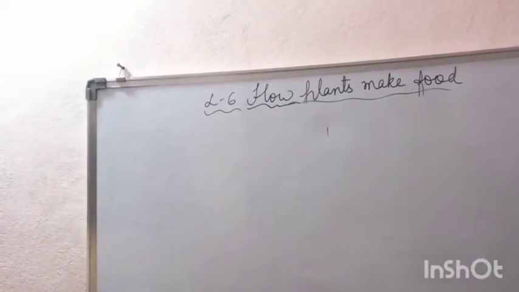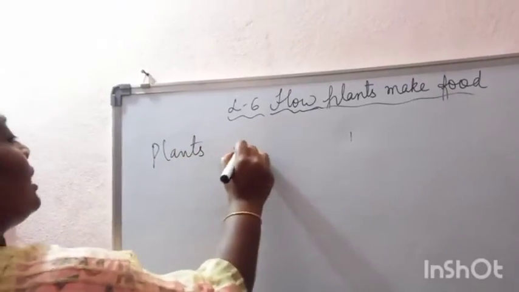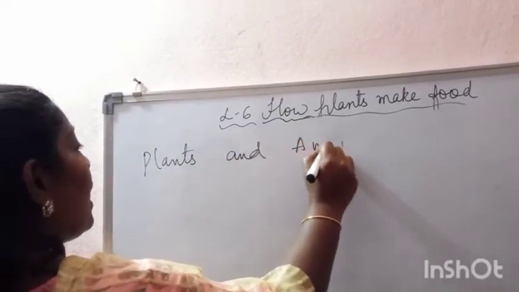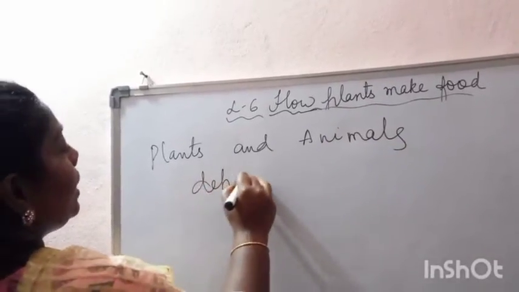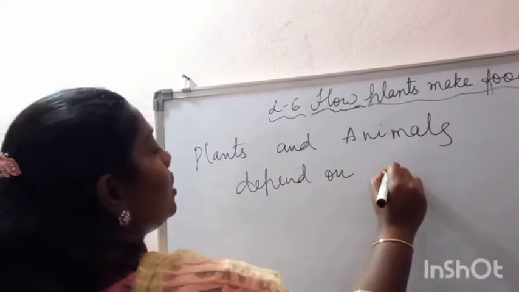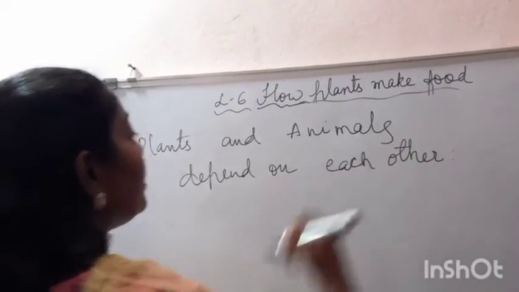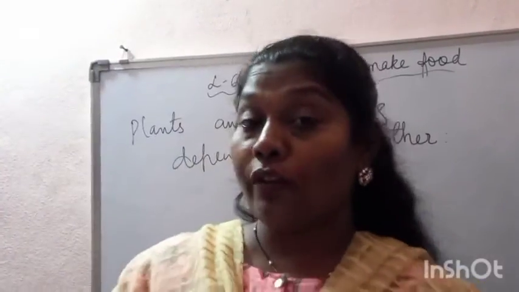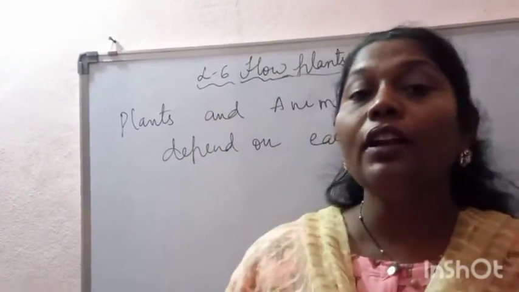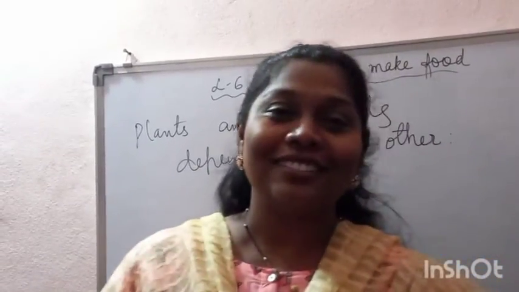What is our next topic? Plants and animals. Plants and animals depend on each other. Yes, children. Do plants and animals depend on each other? In what way? For example, we will take a goat. What does a goat give, children?